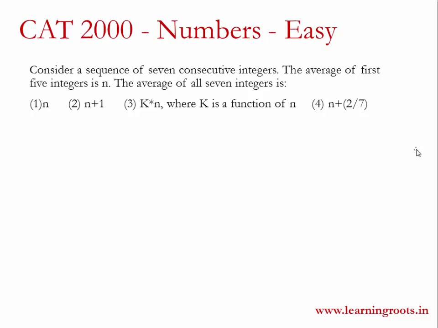Hello. In this video, we are going to solve a question from CAT 2000. This question is from numbers. Consider a sequence of 7 consecutive integers. The average of first 5 integers is n. The average of all 7 integers will be what?